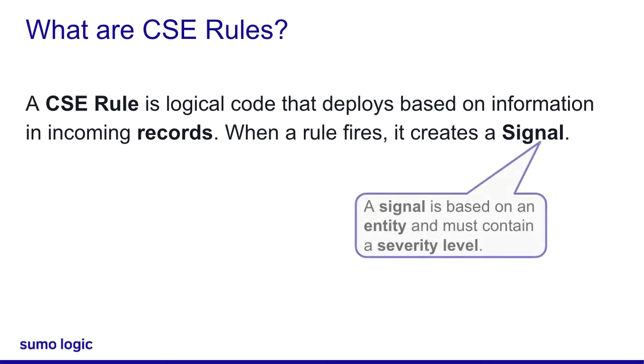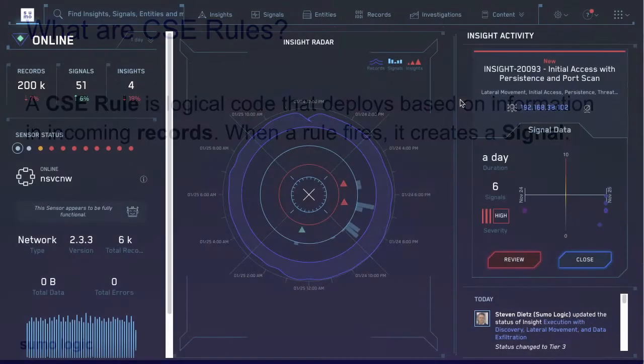Now, the next thing you need to understand is a signal. A signal is based on an entity and must contain a severity level. Oh no, that just sounds like more jargon. It's okay. Let's take a look at a rule, and maybe you'll understand.